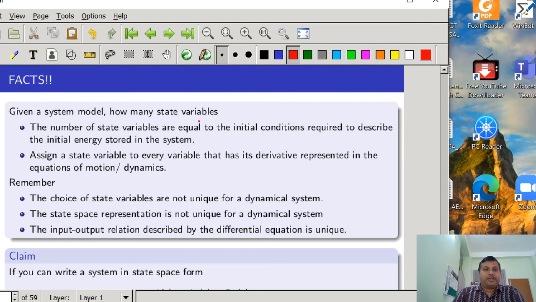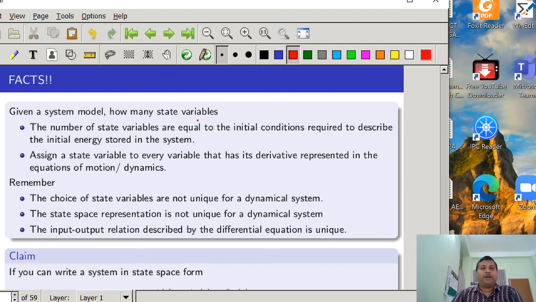Now another point is to assign a state variable to every variable that has its derivative represented in the equation of motion or dynamics. That is another clue to choose the state variables. Even if you are not able to know by looking at the system, you write the differential equations of the system. Once you write the differential equations, you see every variable that has its derivative represented in the equation of motion, and then you can easily identify the state variables in a given system.